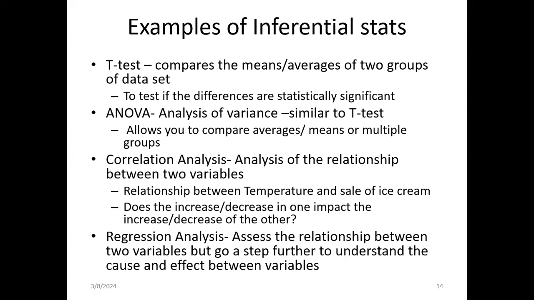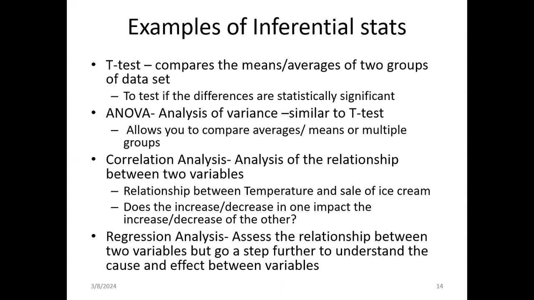Then correlation analysis of the relationship between two variables is another example of an inferential statistic. For example, the relationship between temperature and the sale of ice cream. You want to know whether the increase or the decrease in the temperature has an impact on the increase or decrease of the ice cream sales.